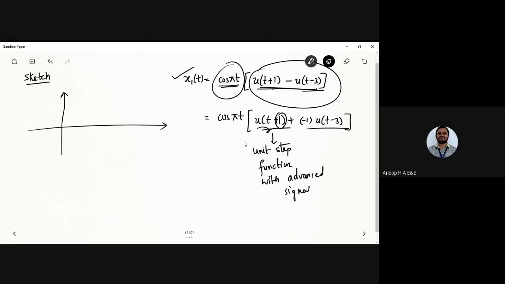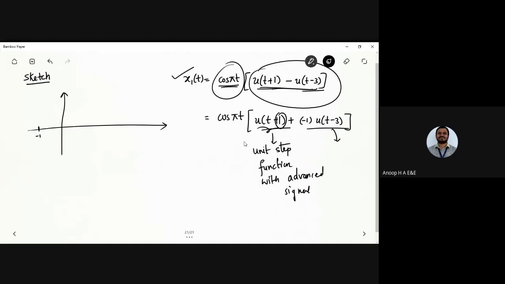So u of t plus 1 would be from minus 1 onwards, whatever the value that it takes, for t greater than minus 1 you will have its magnitude equal to 1. And at the same time, u of t minus 3 with minus 1 being multiplied to its magnitude. I think some of you have unmuted, just mute yourself.